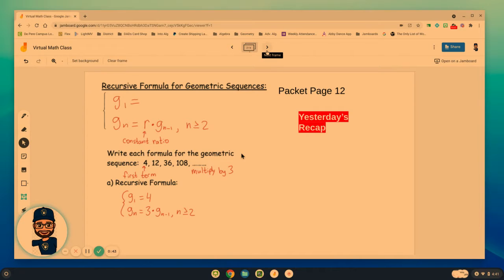Very quickly, let's review what we did yesterday. We gave you two different formulas. A recursive formula, meaning I need that first term or I need the previous term in order to figure out the next couple of terms. Recursive, right? It has to have a repeating pattern. So we need g of 1, that's that first term. We need r, the constant ratio, times whatever the previous term was. We can only use this as long as we're looking for the second term and beyond. n has to be greater than or equal to 2.